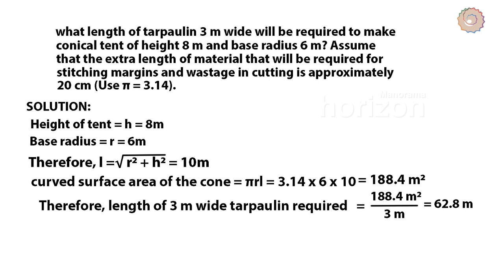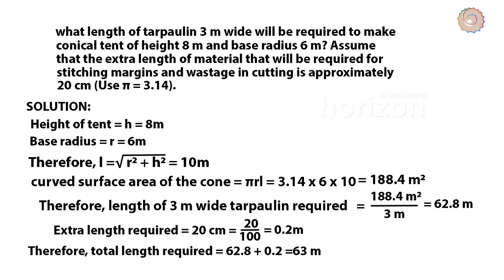Therefore, the length of 3 meter wide tarpaulin required is equal to 188.4 meter squared divided by 3 meter, giving you 62.8 meter. Now, the extra length required is 20 centimeter. So, converting the same into meter, we get 20 divided by 100, which is equal to 0.2 meter. Therefore, the total length required is 62.8 plus 0.2, which is equal to 63 meter.